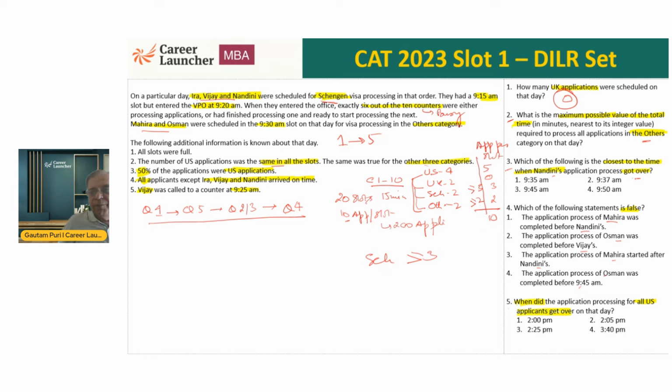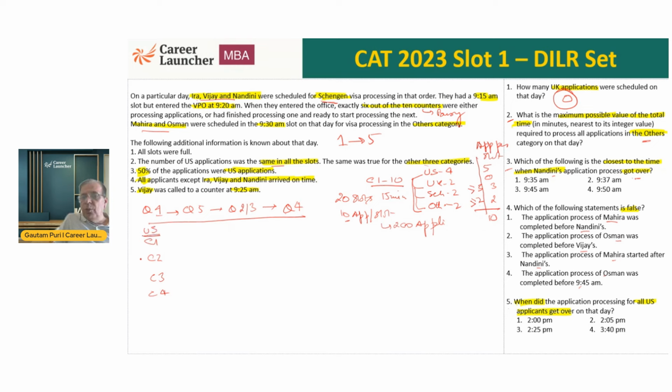The first one is already done. Let's look at US now. When did the application processing for all US applicants get over on that day? If I look at US applications, there are 4 counters. C1, C2, C3, and C4. This is for USA.